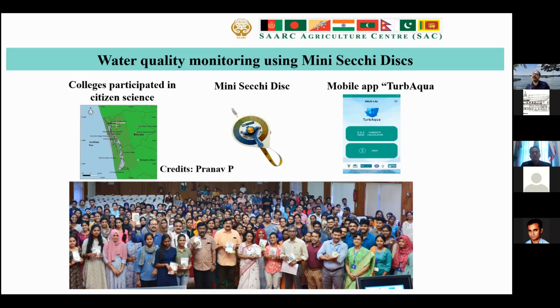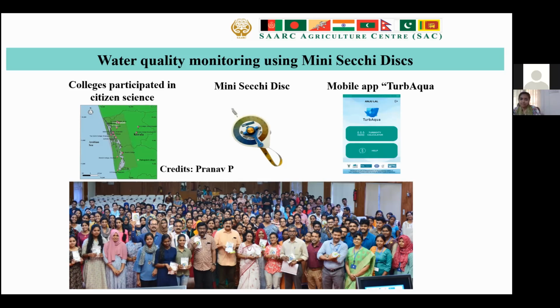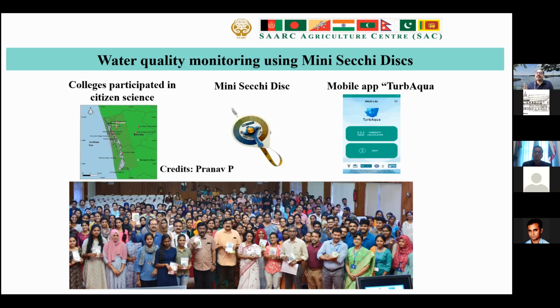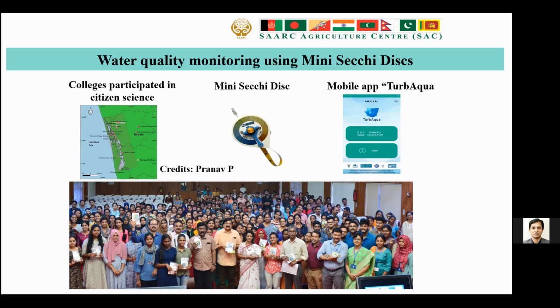And when they are generating this data, it should reach the right people. So we have developed a mobile application. This is in the Google Play Store. The mobile application's name is TurbAqua. This was developed by my parent institute back in India, the Central Marine Fisheries Research Institute, and I am the person who developed this. So the name of the application is TurbAqua. This can be installed in smartphones, and when the people are doing the installation, we do a small registration based on an OTP, so that their mobile number will be registered in our server.